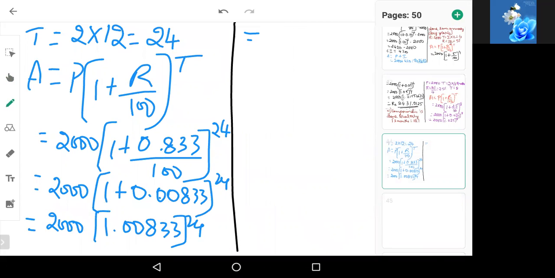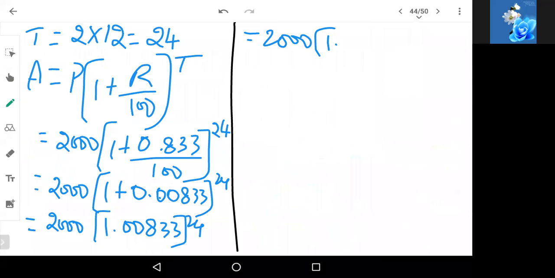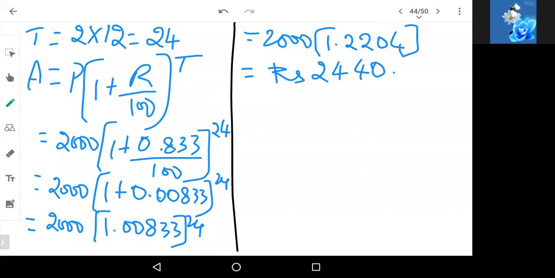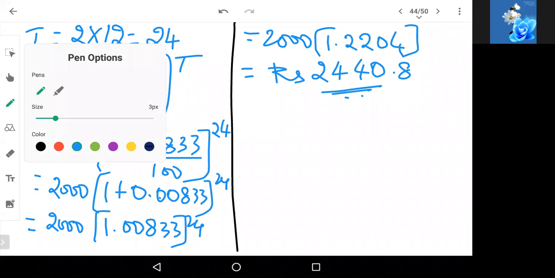So 2000 into 1.2204. So what will be your final value? 2440.8. Yes, it's the log table value. You will not be doing too many problems, so they will only directly give you the values. Okay, and finally the last one, which is daily. So let's just finish that off, the daily calculation.